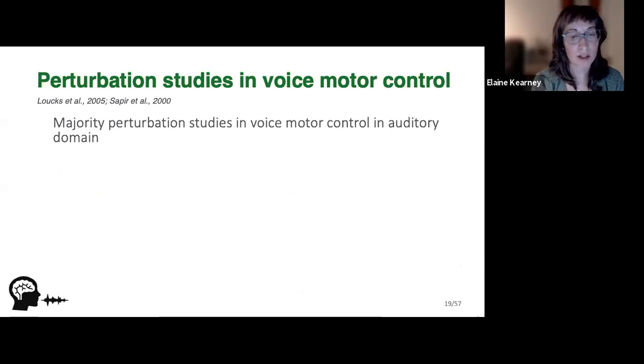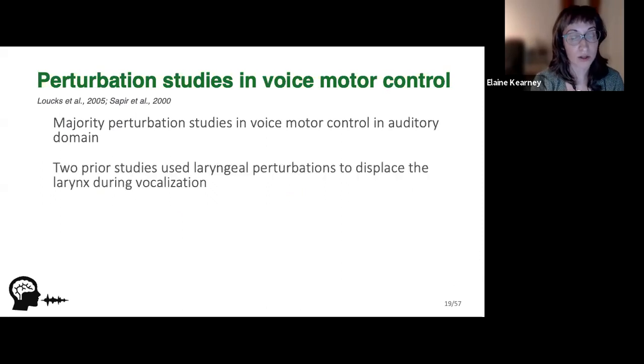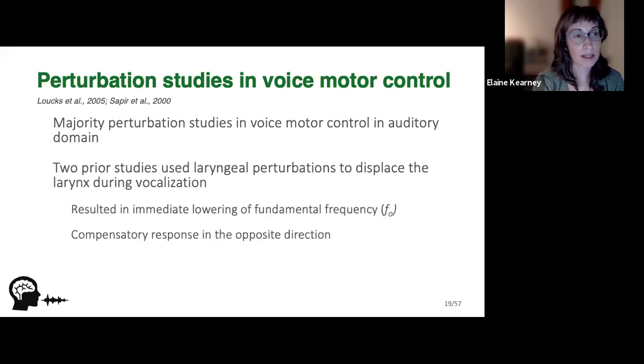So the majority of perturbation studies that have been done in voice motor control have been done in the auditory domain. So that's using that pitch perturbation paradigm that I just showed you. On the somatosensory side, only 2 prior studies have used laryngeal perturbations to displace the larynx during vocalization. In these studies, as they apply the perturbation, there was an immediate lowering in fundamental frequency. So that's the acoustic measure of pitch.